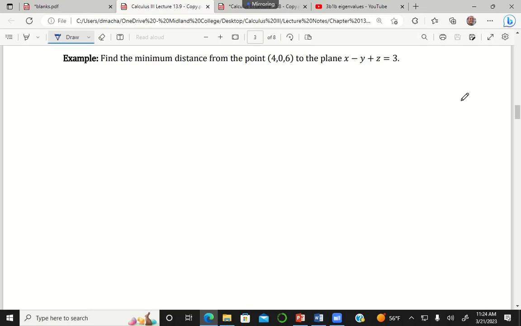Find the minimum distance from the point (4, 0, 6) to the plane x minus y plus z equals 3. So you have some plane in space that's given by that equation. And I'm assuming the point (4, 0, 6) doesn't actually belong to the plane. Otherwise that would make a boring problem.